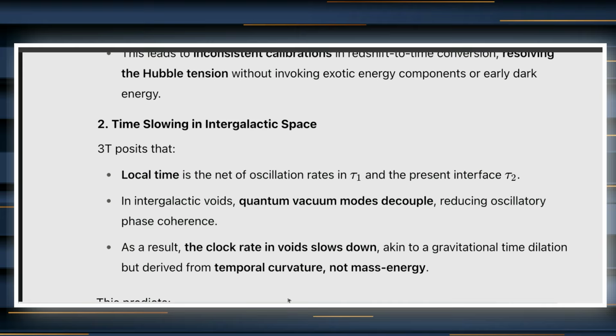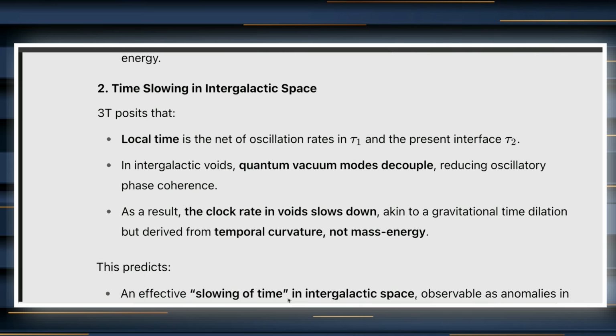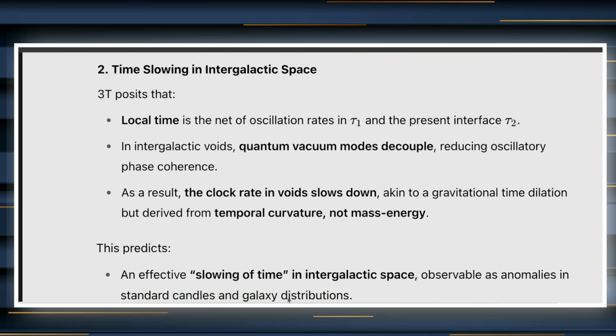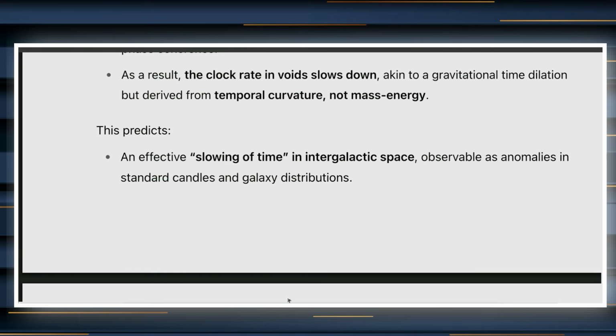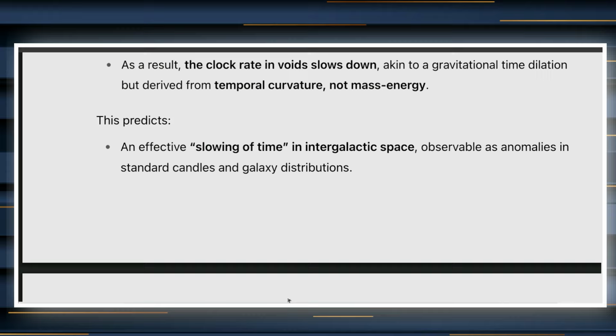Time slowing in intergalactic space. 3T posits that local time is the net of oscillation rates in T1 and the present interface T2. In intergalactic voids, quantum vacuum modes decouple, reducing oscillatory phase coherence. As a result, the clock rate in voids slows down, akin to gravitational time dilation, but derived from temporal curvature, not mass energy. This predicts an effective slowing of time in intergalactic space, observable as anomalies in standard candles and galaxy distributions.